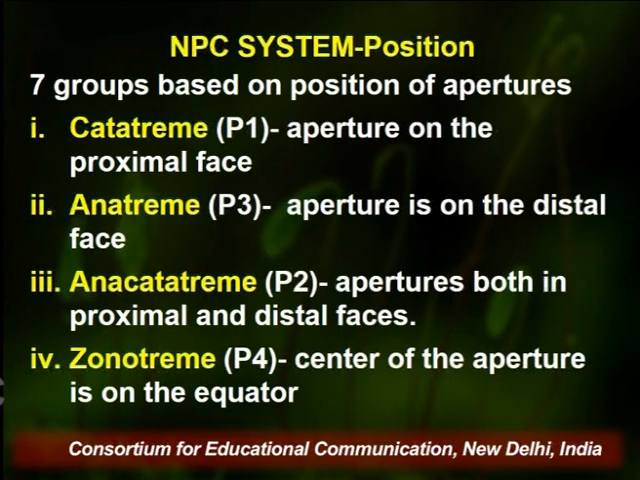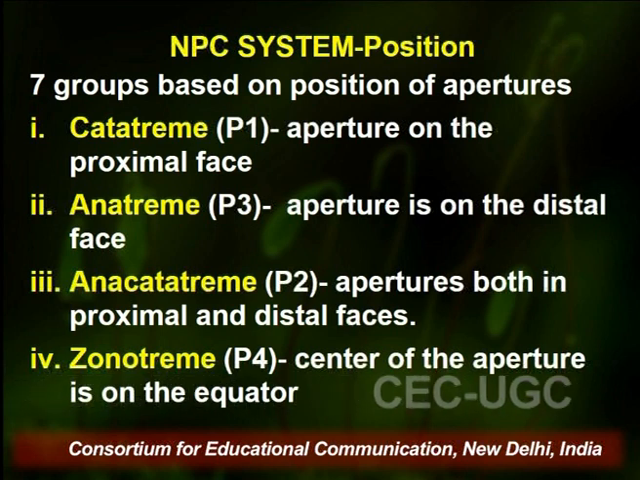Based on the position of the pollen apertures, there are again 7 groups, starting with catatrim, where the aperture is present on the proximal face, and this is referred to as P1. Now, if the aperture is on the opposite side, that is on the distal face, then it is called anatrim and it is denoted as P3. If the apertures are present on both proximal and distal faces, then it is called anacatatrim and we refer to it as P2.